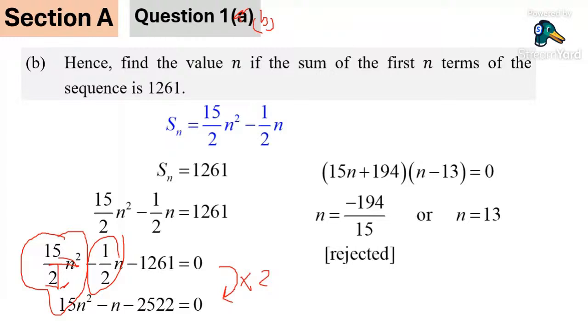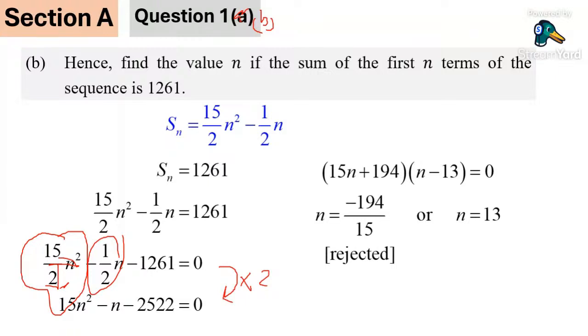But please don't reject it just because you don't like negatives. You must know the reasoning. Why should you not take the negative answer? Because the n here refers to the first n terms. N is a number, and we don't have negative numbers.